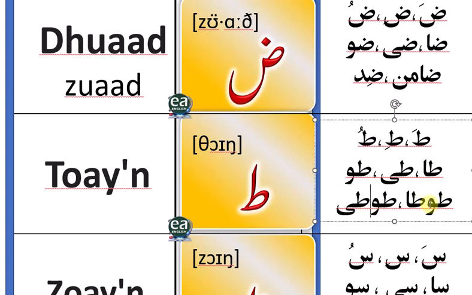Read with the components, please. Toi wa to. Toi alif ta. Tota. You know what is tota? Male. You don't know? It is male. You know what is tota? It's a bird which flies.